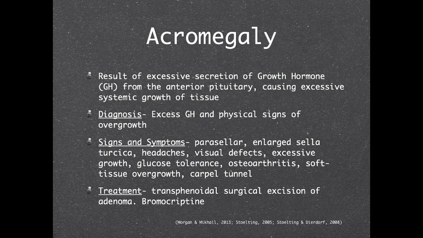It's the result of excessive secretion of growth hormone from the anterior pituitary, which causes excessive systemic growth of tissue. Its diagnosis involves noting excess growth hormone and physical signs of overgrowth. Signs and symptoms include parasellar mass, enlarged sella turcica, headaches, visual defects, excessive growth, glucose intolerance, osteoarthritis, soft tissue overgrowth, and carpal tunnel. Treatment involves transsphenoidal surgical excision of the adenoma, as well as administration of bromocriptine.